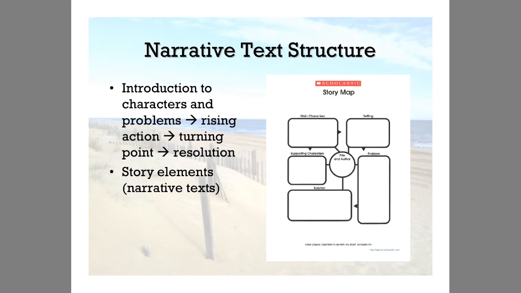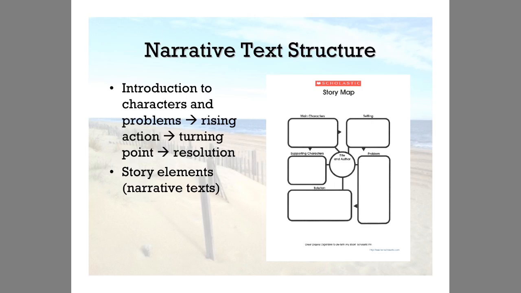So narrative text structure refers to the way that narrative text is organized. And when we talk about narrative text, we're talking about stories. And typically in a story, the author starts off by introducing us to characters and the problems they have. Then the action begins building until it reaches a turning point or a climax. And then the action is resolved. We have falling action and then a resolution.